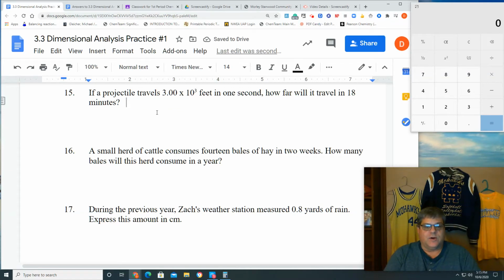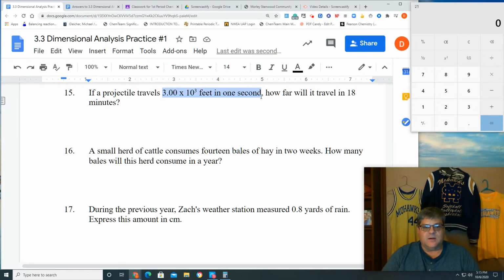Hey guys, we're still working on 3.3 dimensional analysis, practice number 1. This time it's problem number 15. The question reads, if a projectile travels at 3.00 times 10 to the third feet in 1 second, how far will it travel in 18 minutes? Now, as far as significant figures, we got to do a couple things.